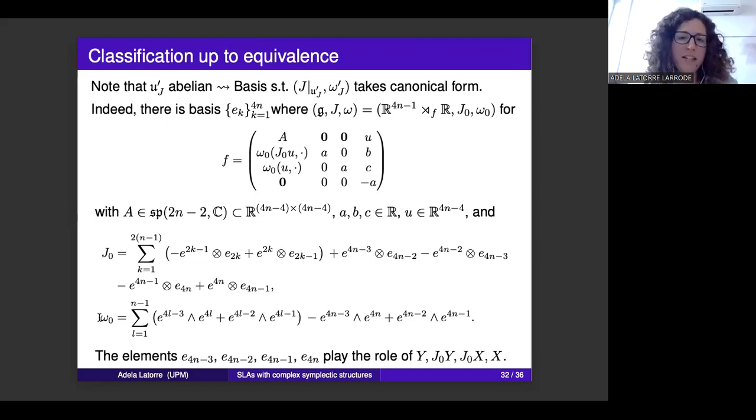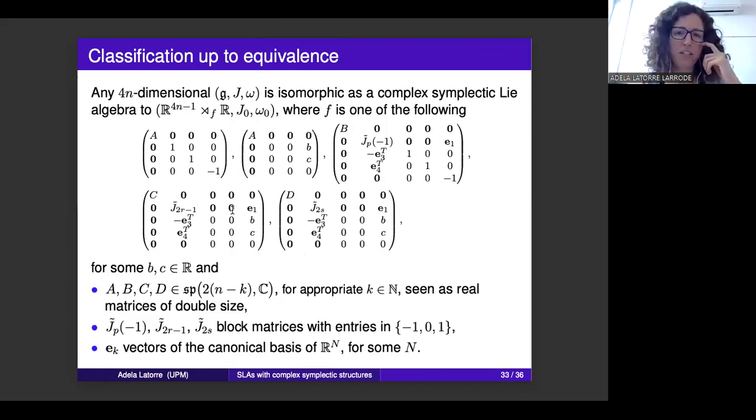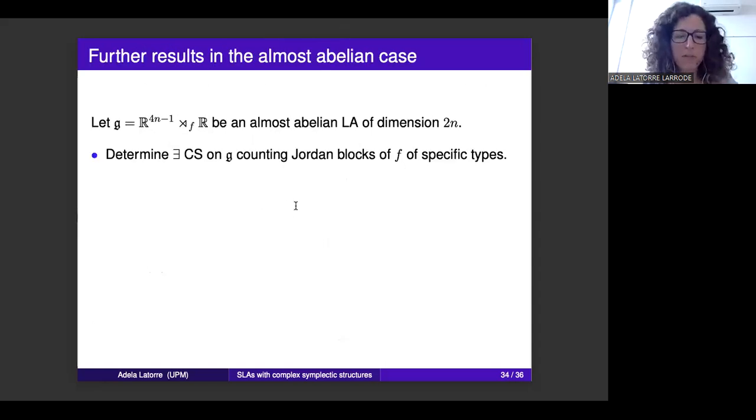And applying some previous results about this kind of structures, this kind of matrices actually, we are able to see that any four-dimensional triple of this type is isomorphic as a complex symplectic Lie algebra to something like this, where this F that gives you the semi-direct product is one of the following types. And indeed, it is possible to determine whether an almost abelian Lie algebra admits a complex symplectic structure by counting the Jordan blocks of this semi-direct product.